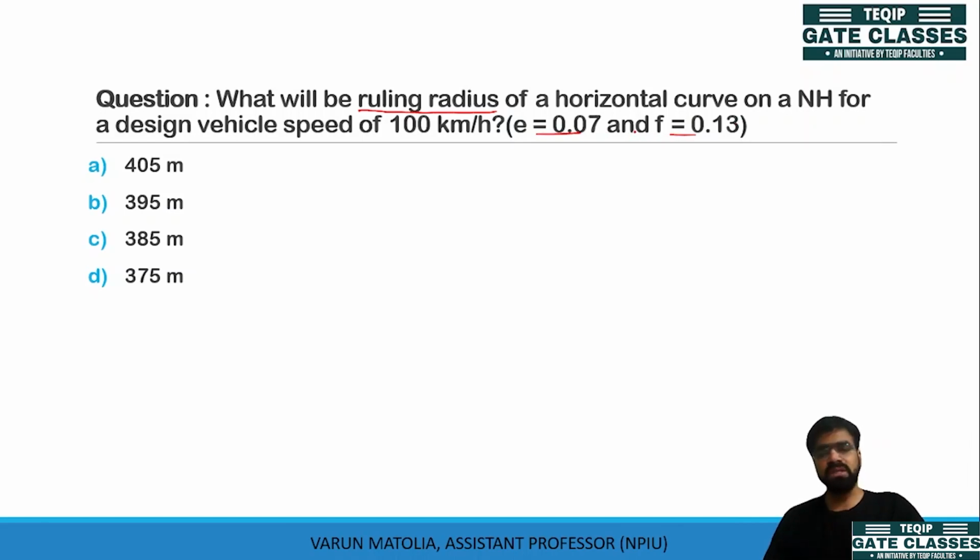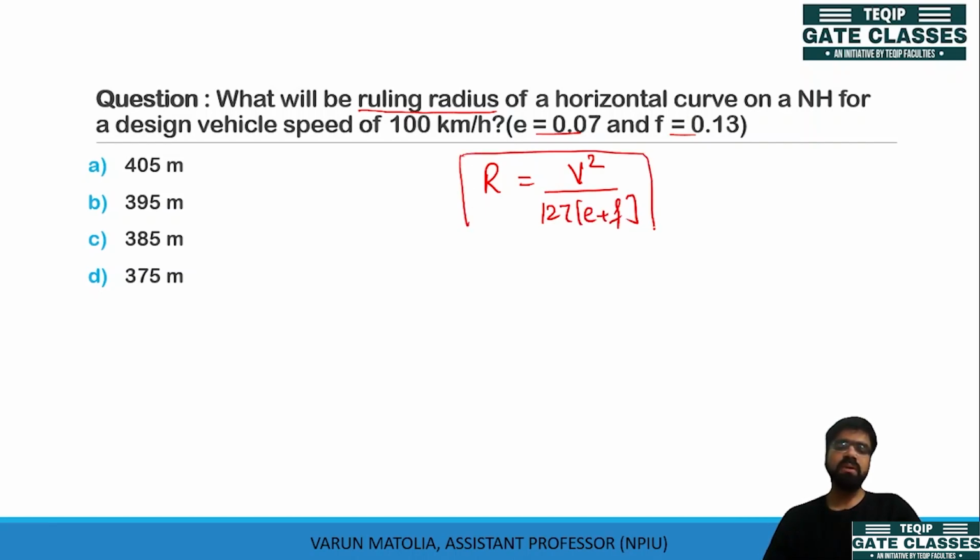I want you to solve this question and mark the correct option out of these. You know that the ruling radius is calculated using the same formula, V square by 127 (E plus F). Now you can put the values in this formula and calculate the value of R.